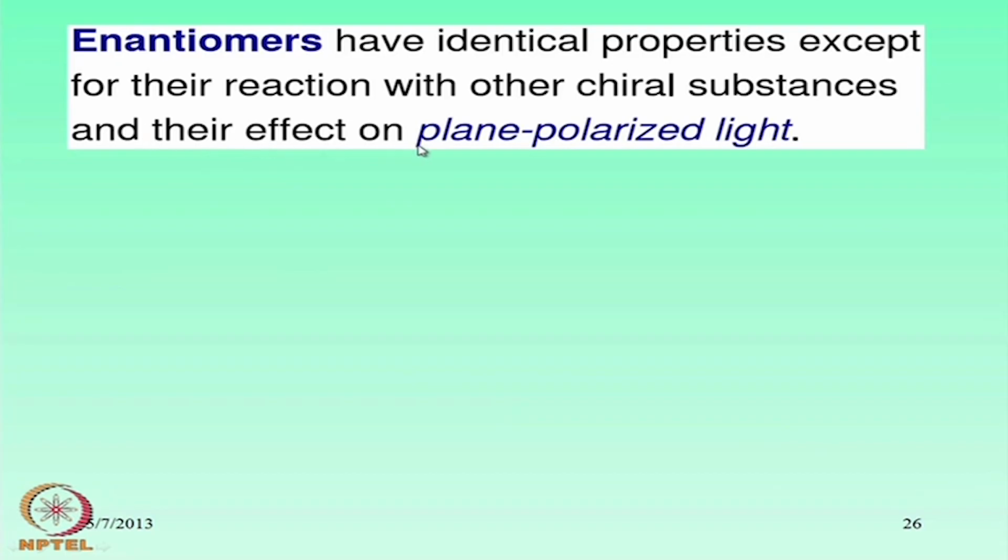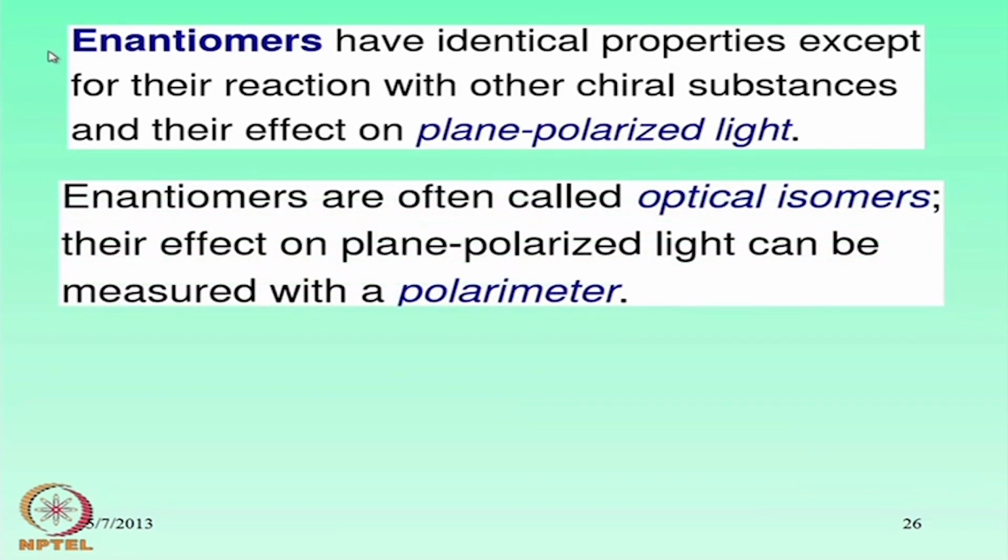The other property is that they behave differently with plane polarized light. Plane polarized light will behave differently with the two different enantiomers. So enantiomers are what we call optical isomers. If we have two enantiomers, we call them optical isomers, and their effect on plane polarized light can be measured using a polarimeter. If plane polarized light passes through a solution of these optical isomers, we will see that the plane of polarization is rotated.